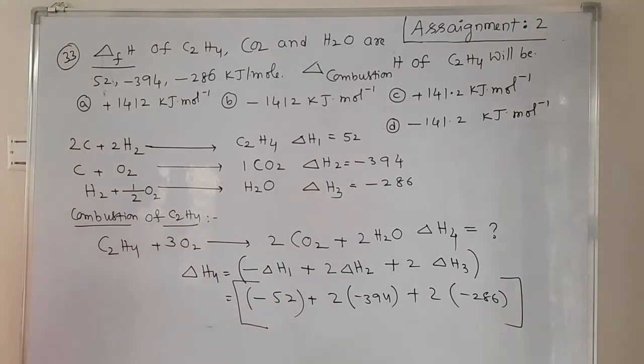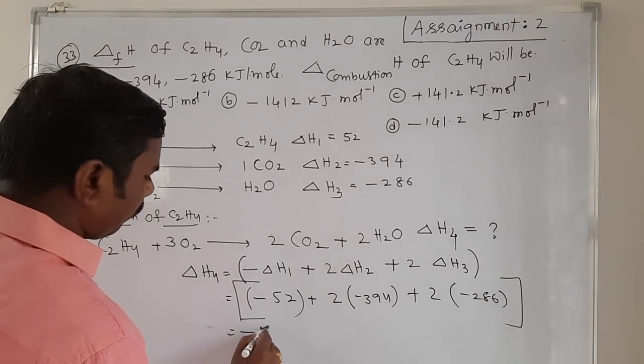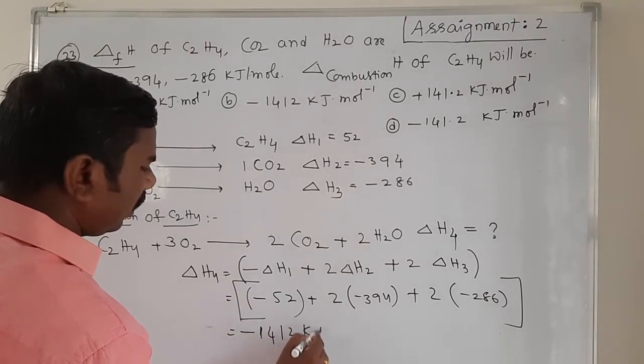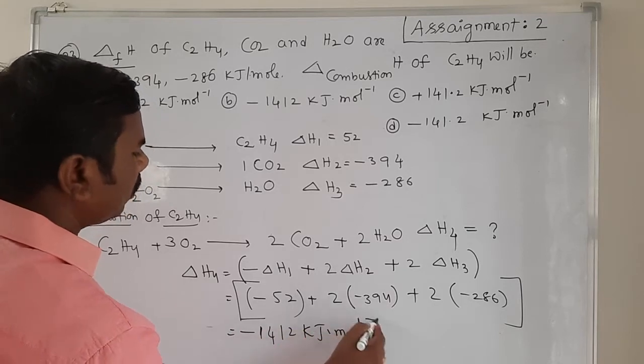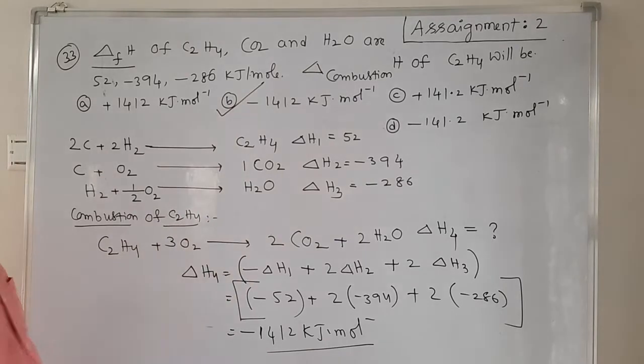So when you solve this, you'll get the answer. The answer is minus 1412 kilojoules per mole. Which option is the right answer? Second option, option B is correct.